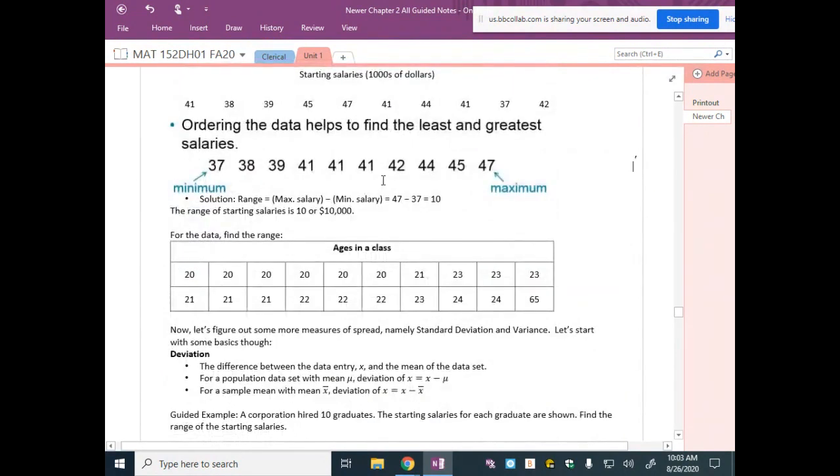So for this data, the range of ages in a class. What do you think the range of this set is going to be? Well, we will have an outlier, yes, but we're still going to keep that in mind. We're still going to figure out the range. The range is going to be 65 minus 20, or 45. A 45-year range.